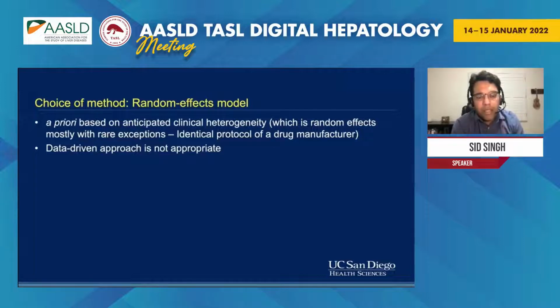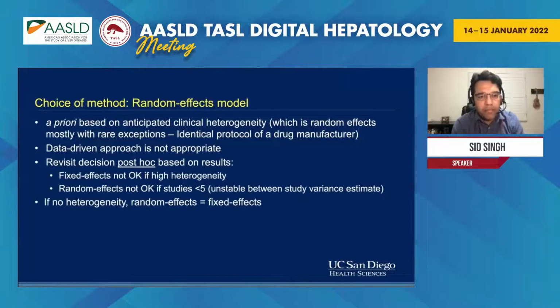Frequently, we see that investigators report conducting a fixed effects model just because they felt there was not enough statistical heterogeneity at the end of the analysis. You may be able to revisit this decision post hoc based on your results. For example, if you a priori decided to proceed with a fixed effect model, but you recognize that there's a high statistical heterogeneity, then perhaps a fixed effect model is not appropriate.